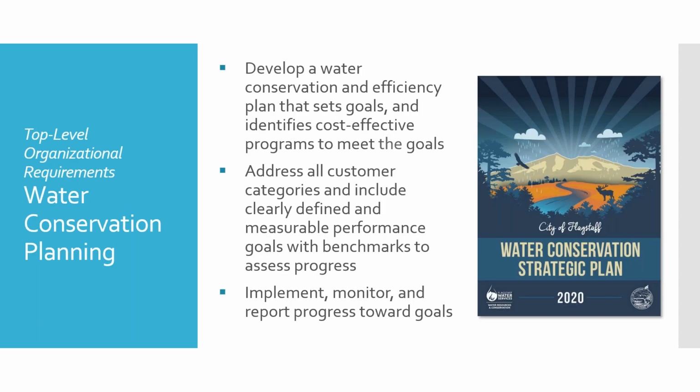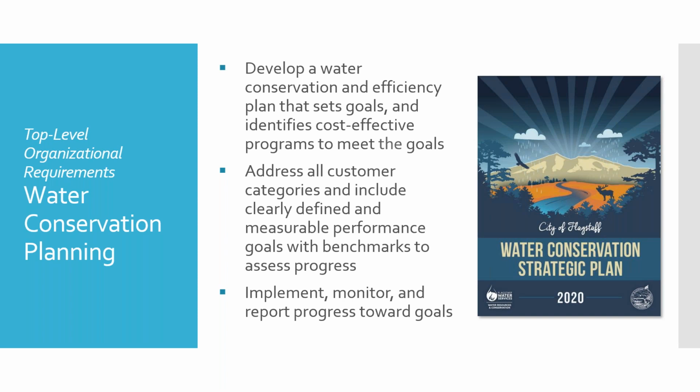So the main job of that person is probably going to be about developing and implementing a plan. And so water conservation planning is like one of the top things we have in the standard, because basically if you want to go somewhere, you need to have a map. And if you want to accomplish great things, you need to have a plan. So the plan should address all types of customers, the residential customers, the commercial customers, industrial customers, and include performance goals and benchmarks to track progress for working with each of them.